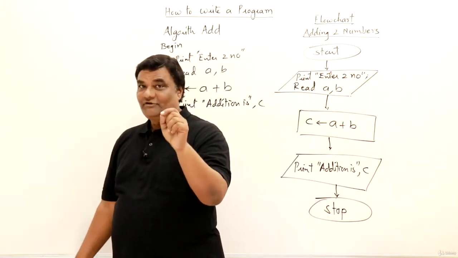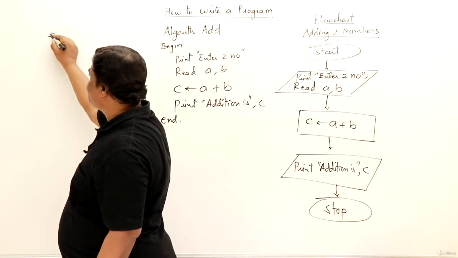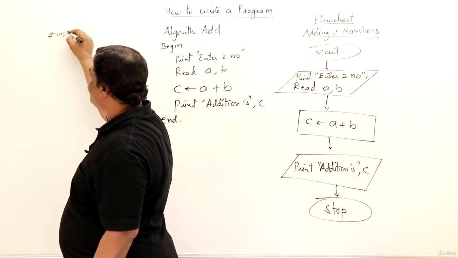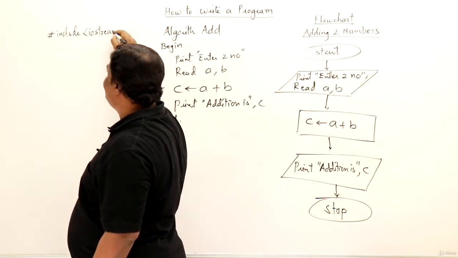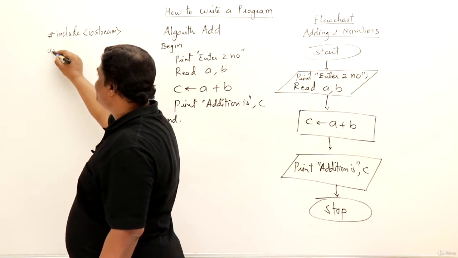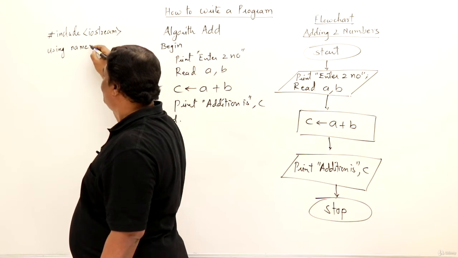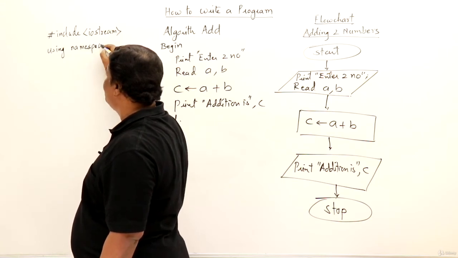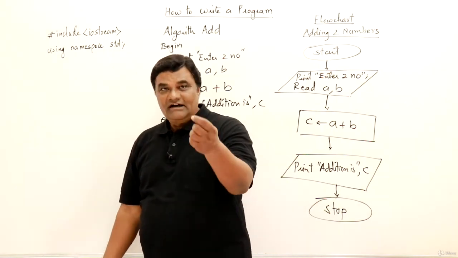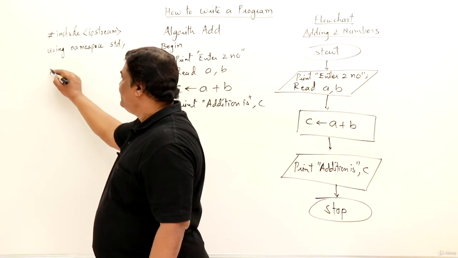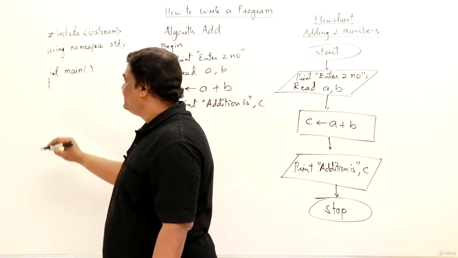Let us write. First of all, I will write the skeleton of a C++ program. For that, I have to write hash include iostream, right? This is the thing that we have already learned. Then I have to write using namespace std, right? Whenever I am using cin and cout, this will be useful. So using namespace std. Now the main function, int main, and the starting of the main function.